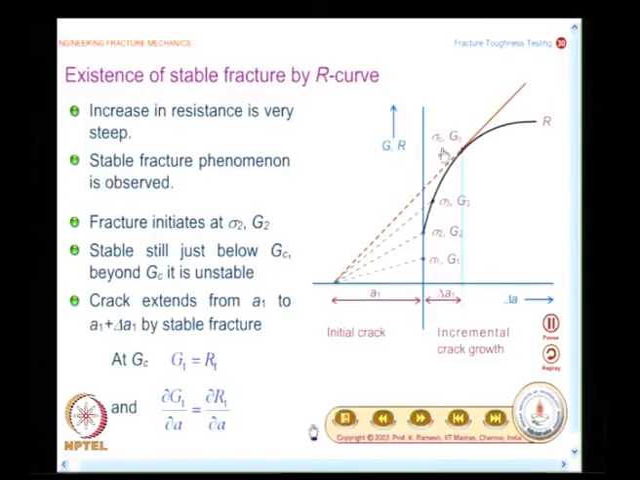So, when the value of the applied stress reaches the critical value sigma c and the corresponding energy release rate is G c, the line becomes tangent to the R curve. So, from the point here which is dictated by sigma 2 to sigma c, you will have a stable fracture of the incremental length equal to delta A1.